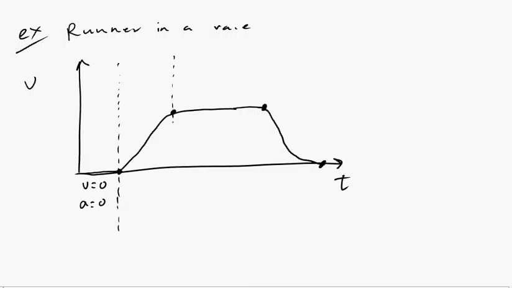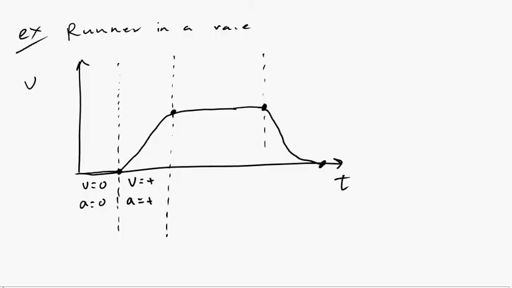Now let's talk about this case right here. Now velocity is positive. They started the race. But there's also something else going on. There is an acceleration here, because not only did they start running, they're running faster and faster until they reach their max speed.